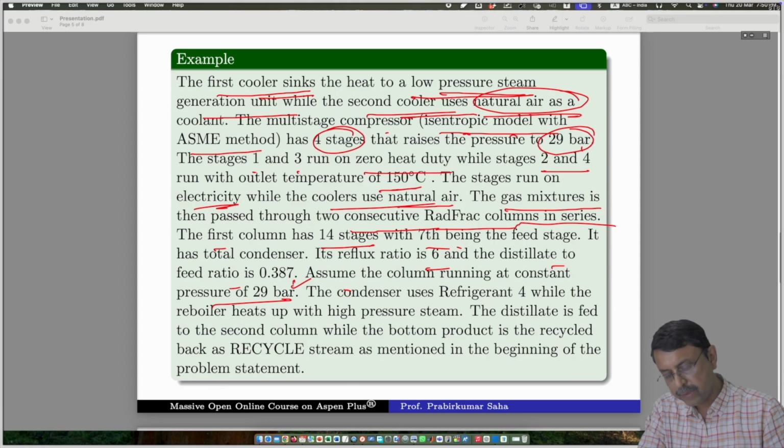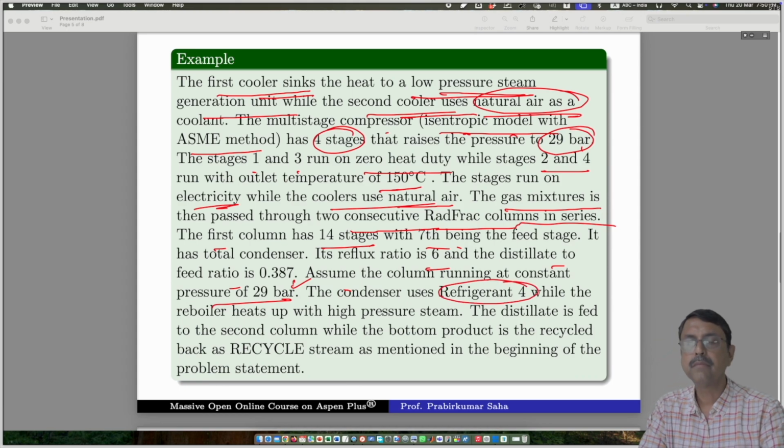The condenser uses refrigerant 4. In the utility section, we know there are 4 types of refrigerants: refrigerant 1, refrigerant 2, refrigerant 3, refrigerant 4. So the condenser uses refrigerant 4, while the reboiler heats up with high pressure steam. Again, we are using another utility, high pressure steam.